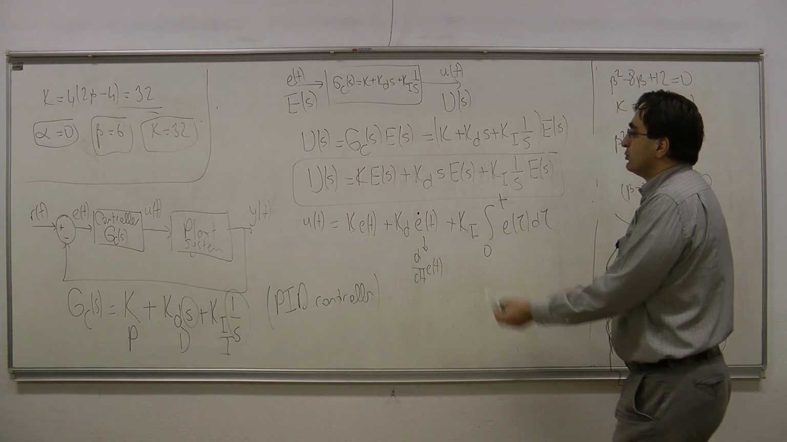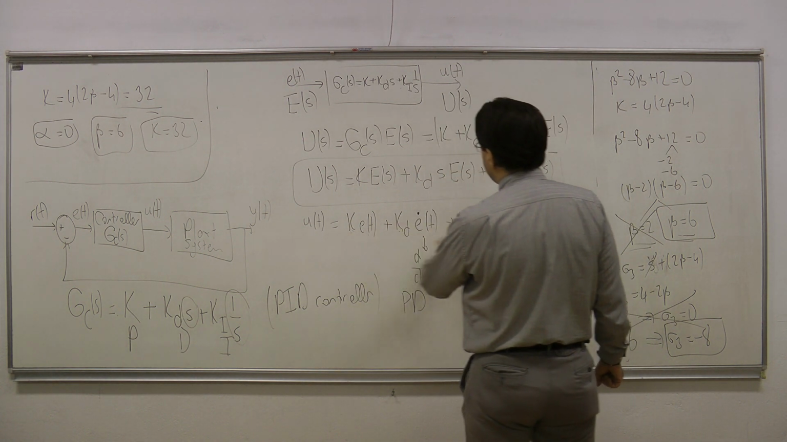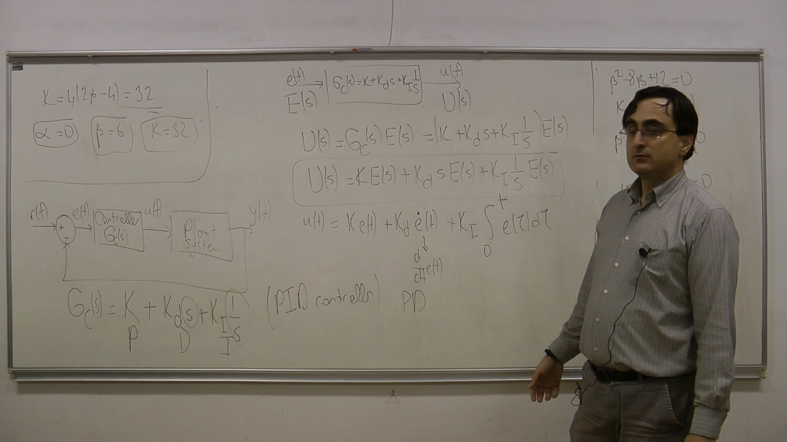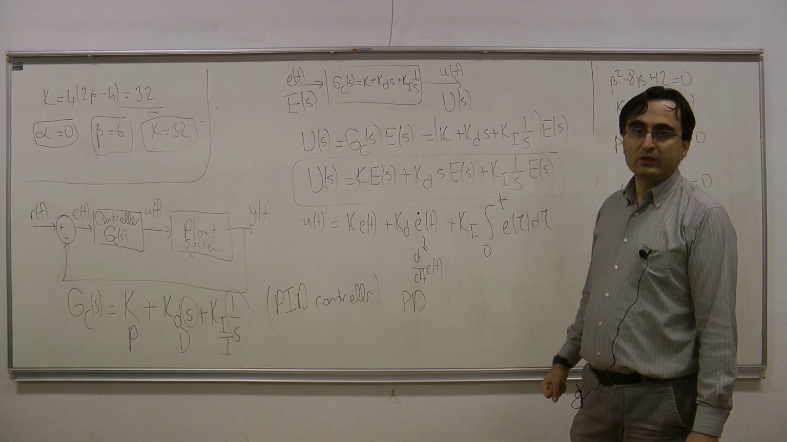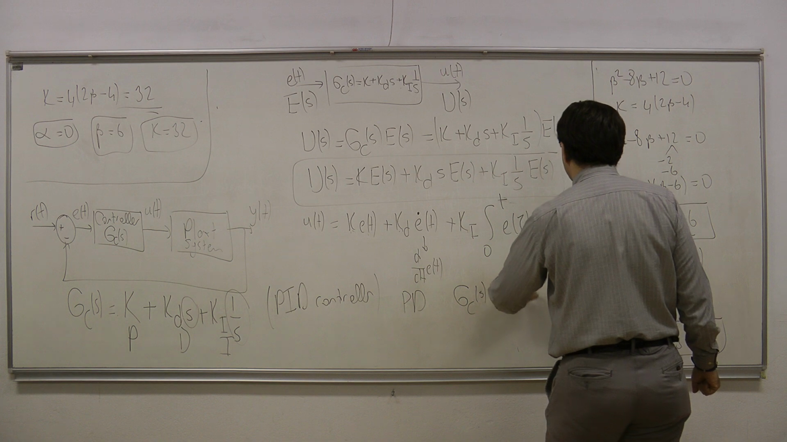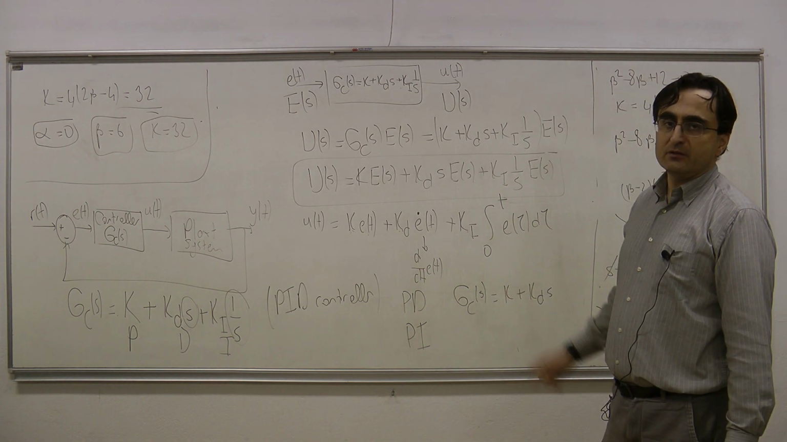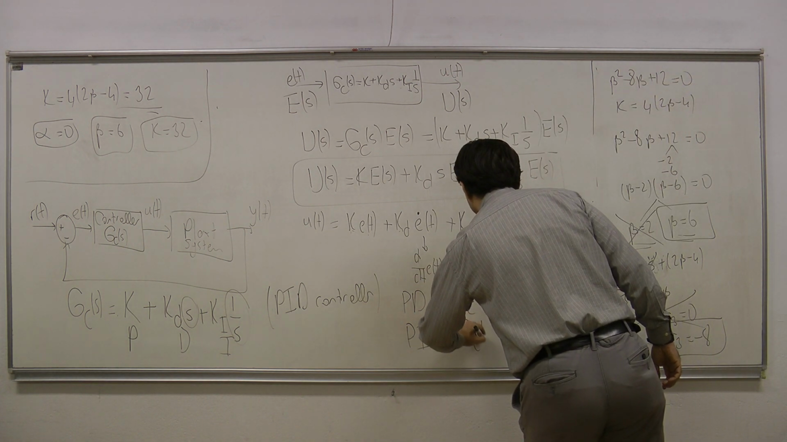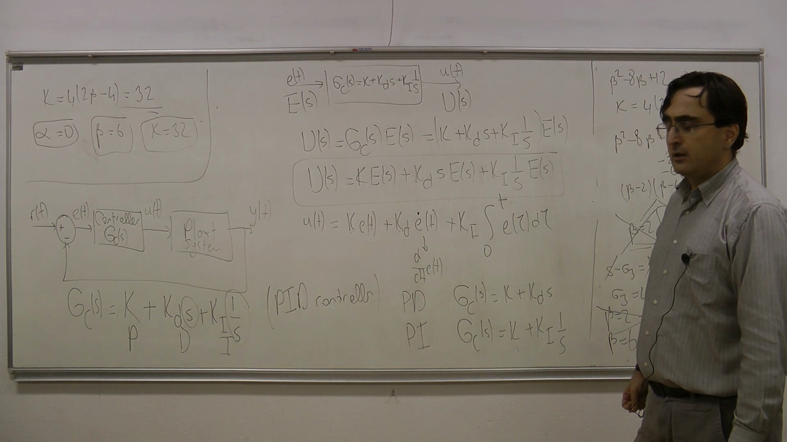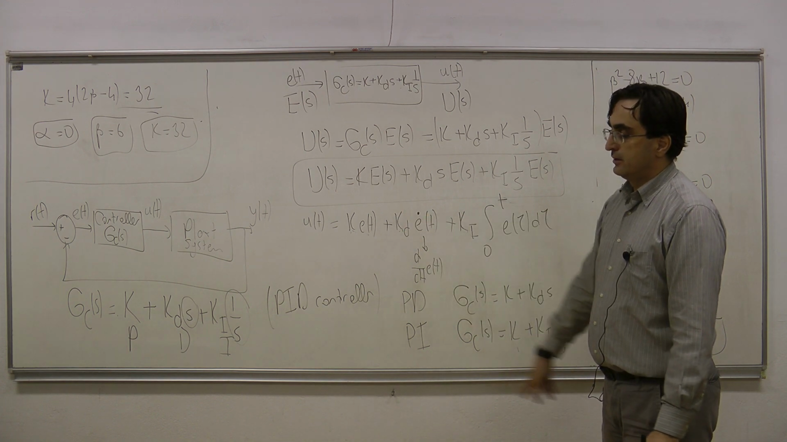Sometimes we use only some of these terms. For example, this is a PID controller. How would we have a PD controller only? No integral term. In that case, the transfer function of the PD controller would look like K plus KD s. What about a PI controller? In this case, the derivative term is going to be missing. That means that Gc(s) is going to be K plus KI times 1 over s. A P controller is just K. PD is like this, PI is like this, and PID is like that.